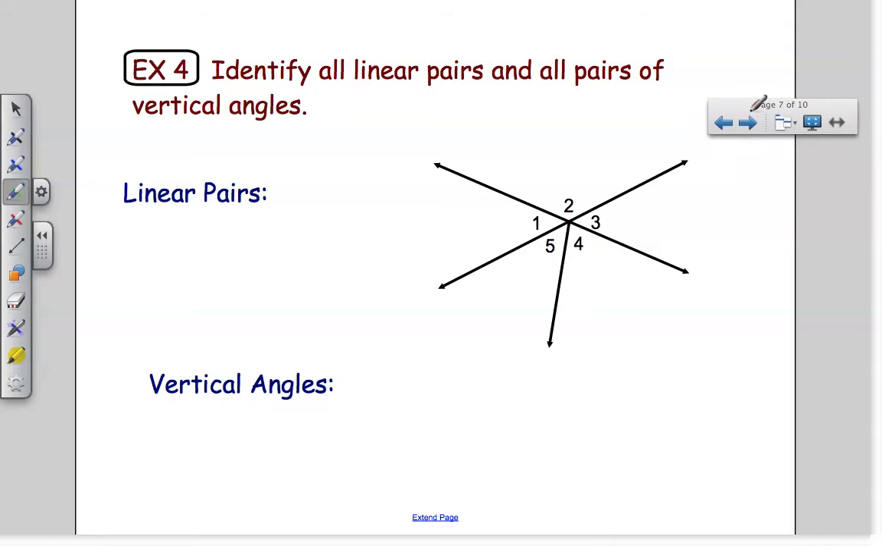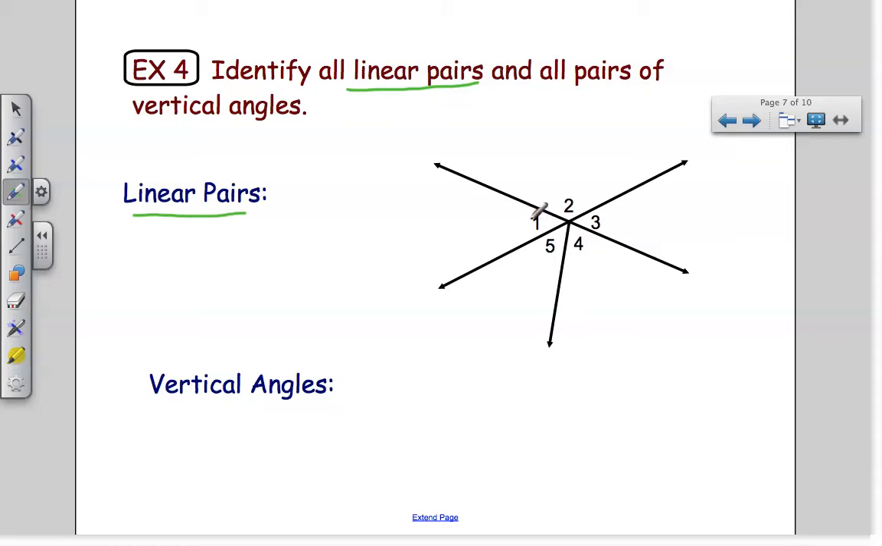Alright. In this example, let's identify all the linear pairs and all the pairs of vertical angles. What are linear pairs? They are pairs of angles that make up a line. And again, with linear pairs, you really only want two angles, like you want an actual pair, so you don't really want to name three. I know that that does happen in this picture. But do you see two angles that are together on a line?